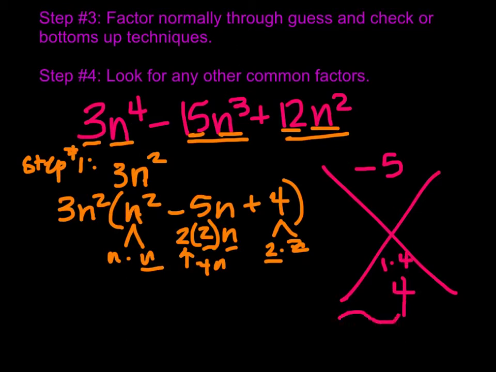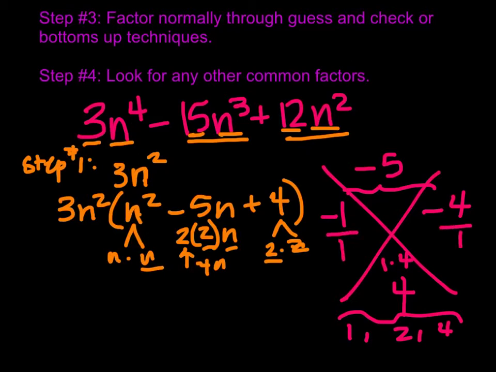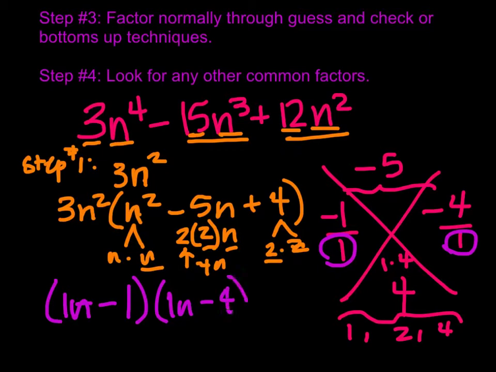So what terms could add or subtract to be negative 5? We have 1, 2, and 4. Well, if I had a negative 1 and a negative 4, that could essentially add to be a negative 5, and they multiply to be a 4. And I'm going to put those over my first term, which is 1. So bottoms up says that the bottom number goes up in front, so 1n minus 1, and our other one is 1n minus 4.